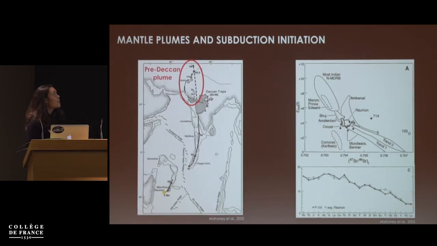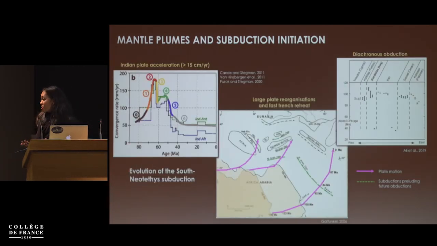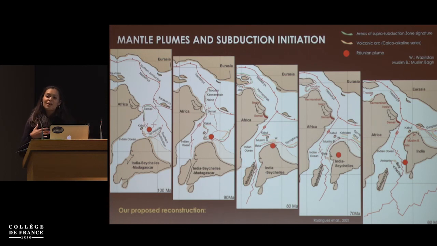In this area as well, we have some evidence of magmatism with geochemical similarities with the Réunion hotspot. So some people have argued that this is what we call the pre-Deccan plume, so before the Réunion plume and the Deccan traps. And in this area, which is quite interesting as well, you have a large plate acceleration, plate reorganization, fast trench retreats, and diachronous subduction, which means the deactivation of subduction zones along the continental margin. And by comparing our models with these observations, we were able to propose a scenario with a subduction induced by the proto-Deccan plume or the Réunion plume, which promoted this kind of evolution and global plate reorganization in this area.